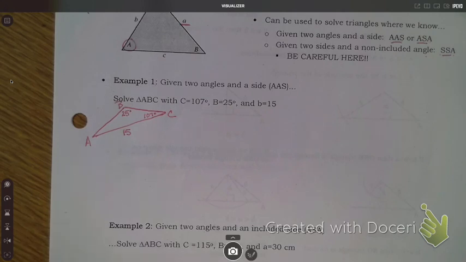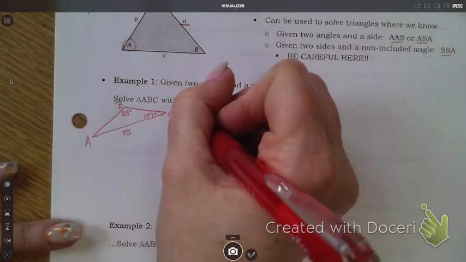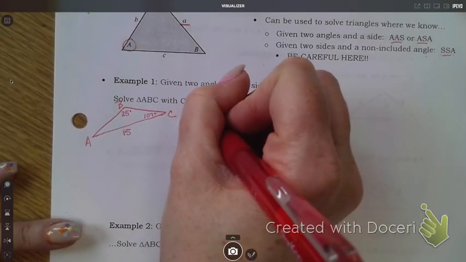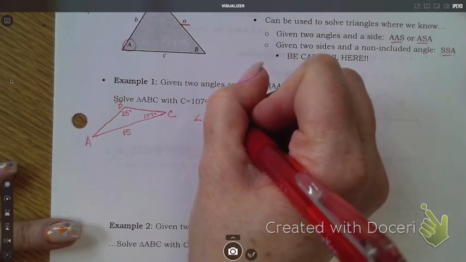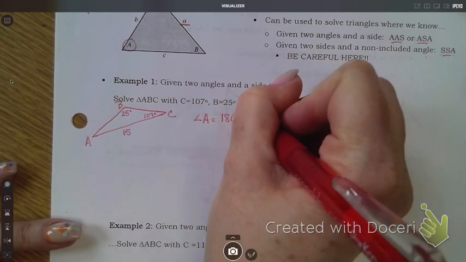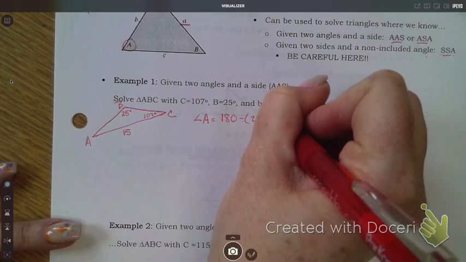Okay, when I say solve a triangle, it means find all the angles and all the sides. So I have 3, so I only have to find 3 more things, and then when we get to area, you'll have to find area. Make sense? So angle A would be easy. 48 degrees. So angle A equals 180 minus 25 plus 107.